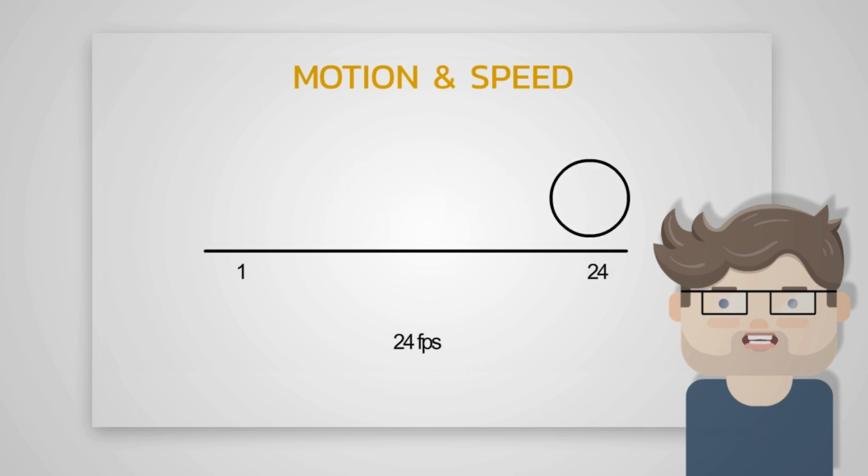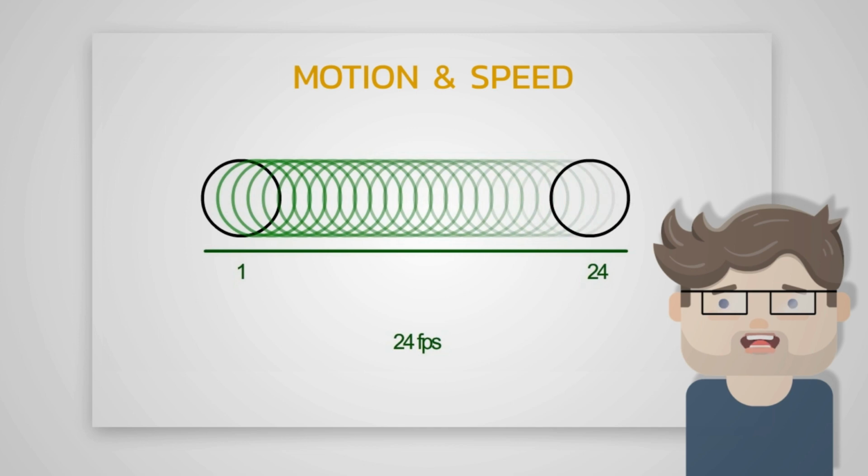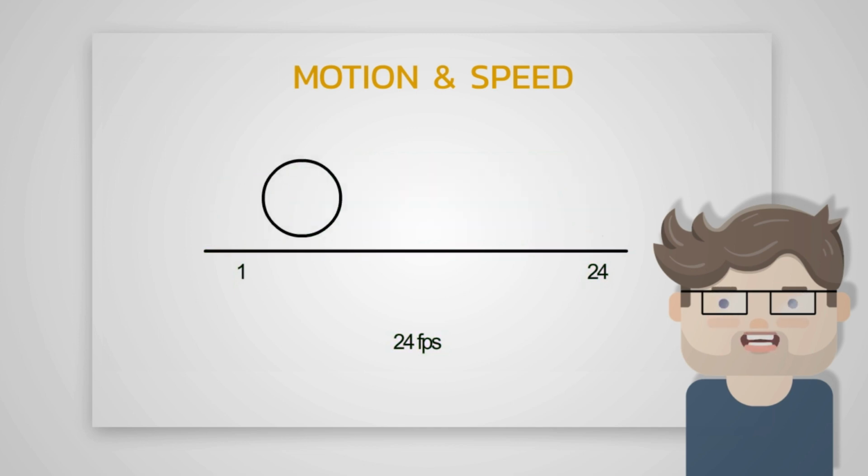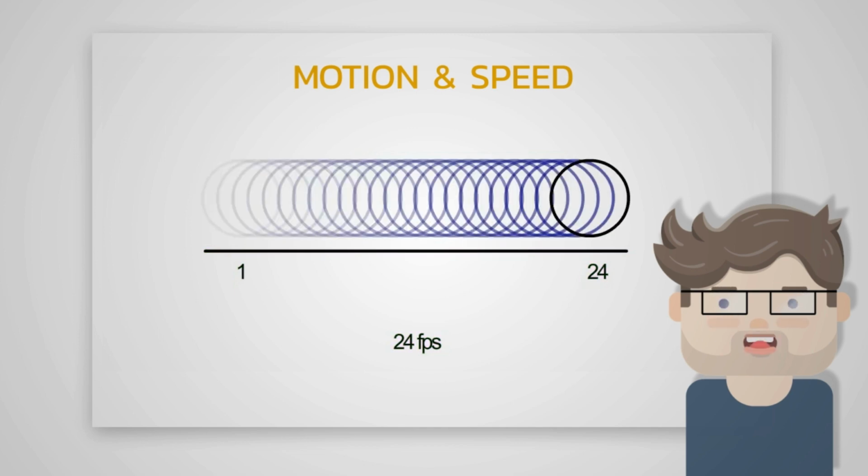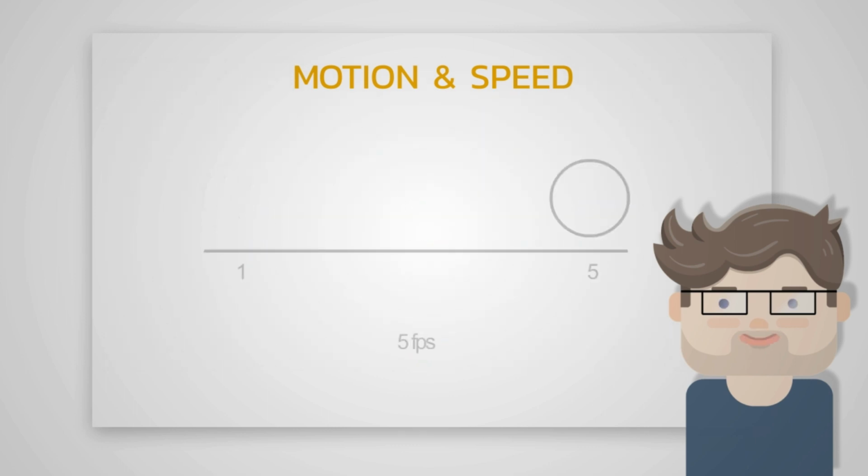Take the circle animation for instance. In traditional animation, the animator draws a starting position and an ending position a few frames later. An in-between artist will then come in and draw all the frames between the two key positions. In this case, everything between frame 1 and 24.